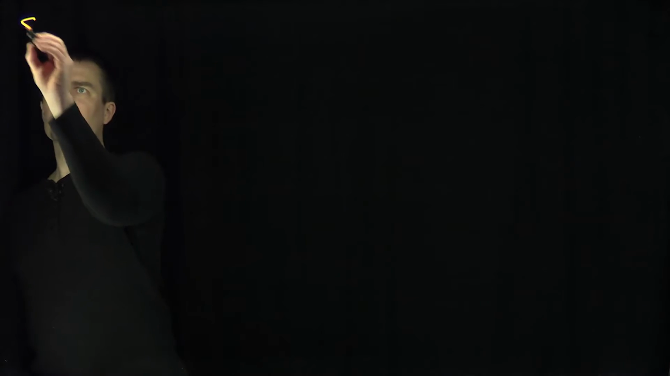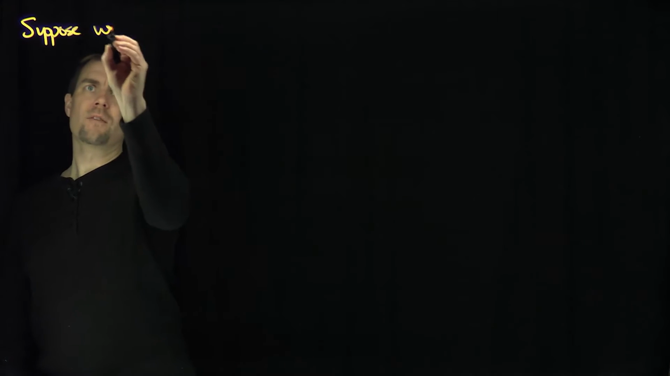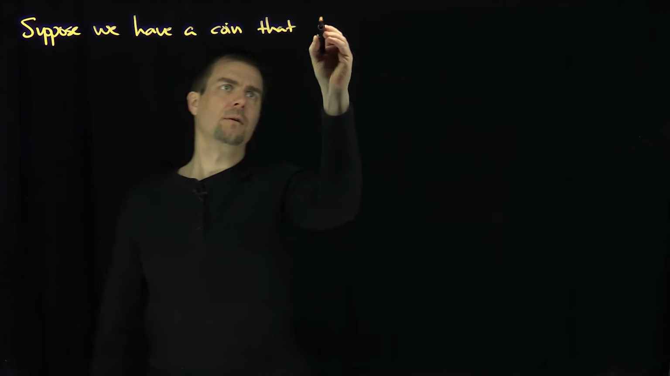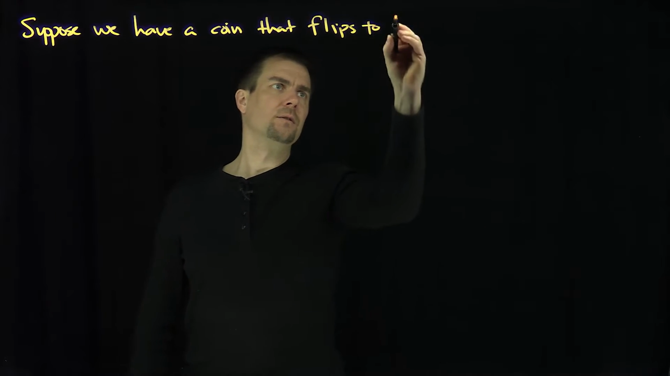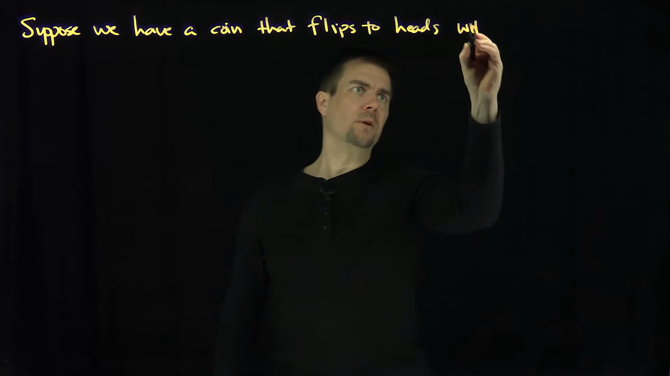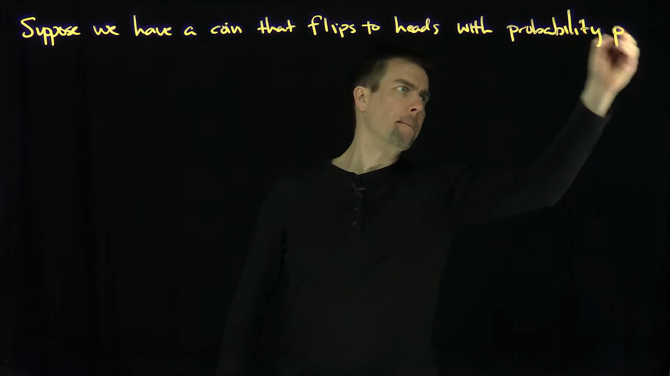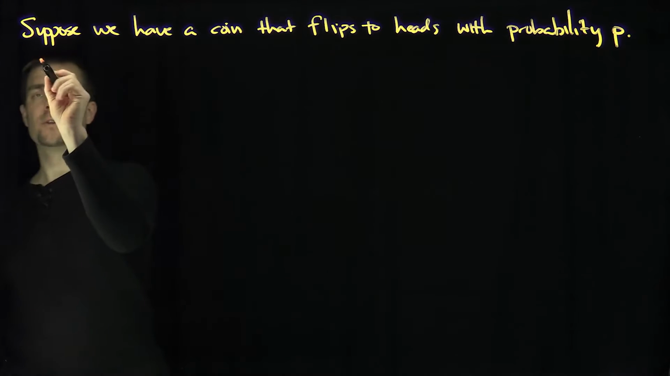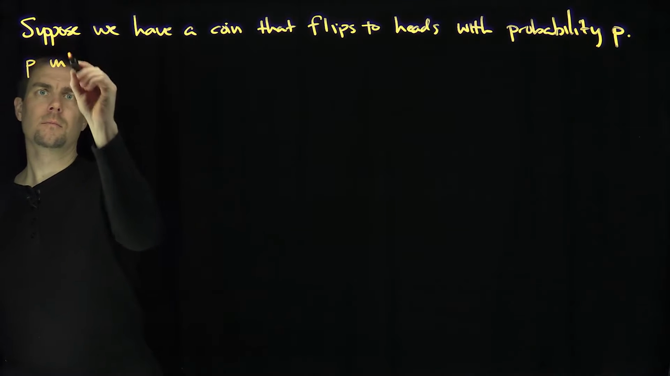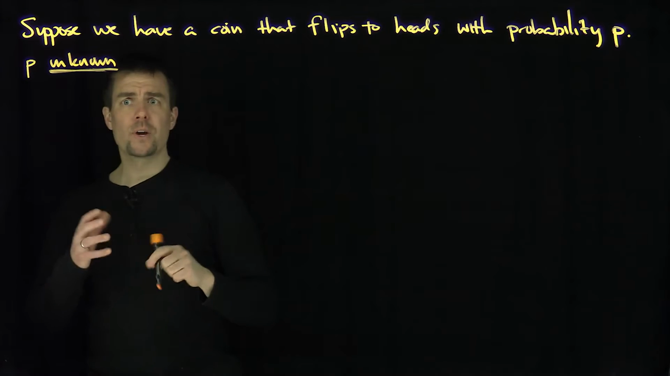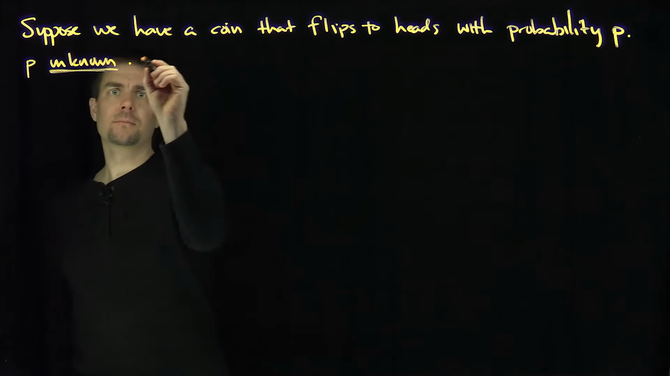Hello students, in this video we'll build a confidence interval for testing if a coin is fair or not. Let's suppose we have a coin that flips to heads with probability p. Okay, and p is unknown to us. And we flip the coin a large number of times.